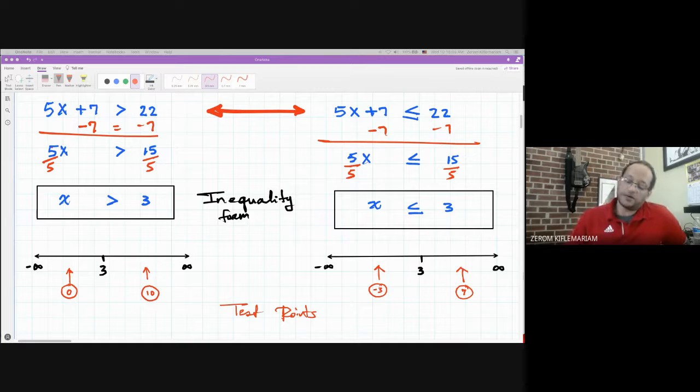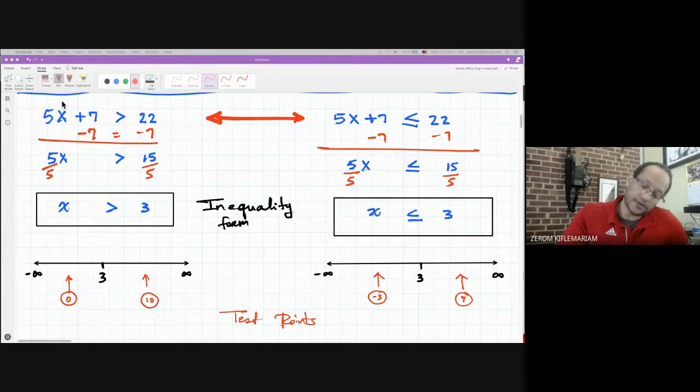Okay, so on the left side, if I plug in 0 using the original problem, what happens? 5 times 0 becomes 0. 0 plus 7 becomes 7. Is 7 greater than 22? That would be false. So anything that I plug in on the left side of 3 would become false.